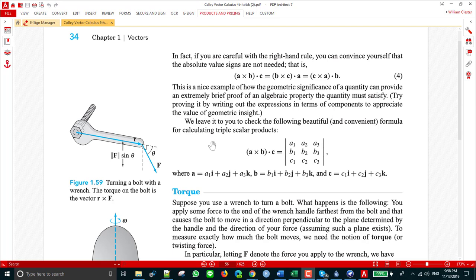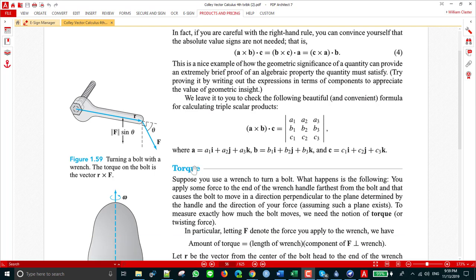And then she says, we leave it to you to check the following beautiful and convenient formula for calculating the triple product. To get this, you just put A on the top row, B on the next row, C on the next row, and you'll get the triple product. But they don't explain where that comes from.